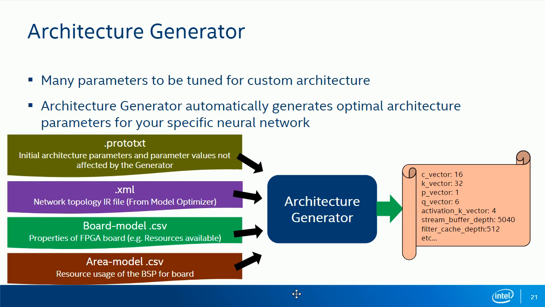The architecture generator is a tool you can run to automatically find the optimal architecture parameters for your specific neural network. The architecture generator takes 4 inputs. The first is the prototxt file. This is the initial set of architecture parameters you provide. This also provides the values for the parameters not affected by the architecture generator.